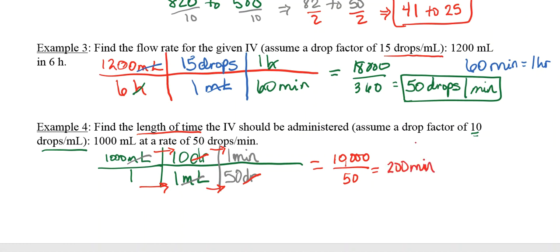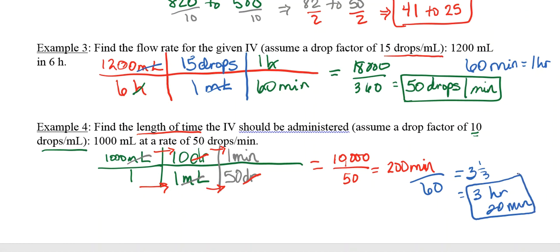Now if you think about it, would you want to have to figure out what 200 minutes is? So it makes more sense for us to go into hours. So let's divide that by 60 so we know about how many hours that is. So my calculator says it's 3 1/3, which means it's going to take 3 hours and 20 minutes for that bag to be given to the patient.